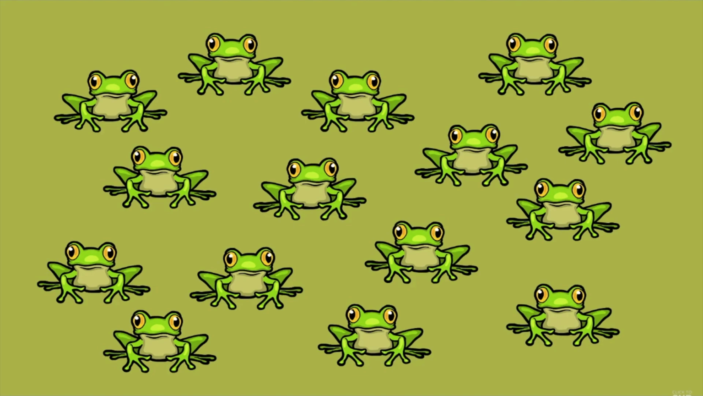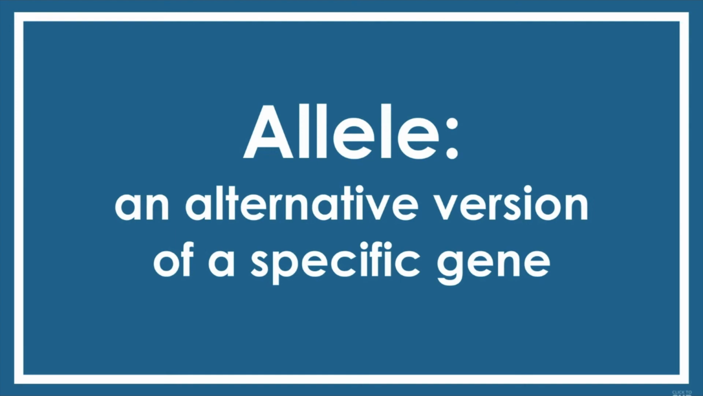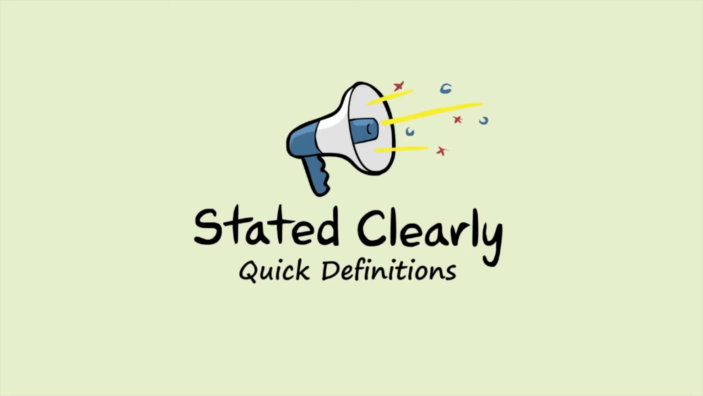So there you have it. An allele is an alternative version of a specific gene. I'm John Perry, and that was a quick definition of an allele stated clearly.